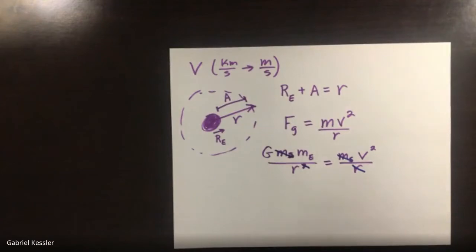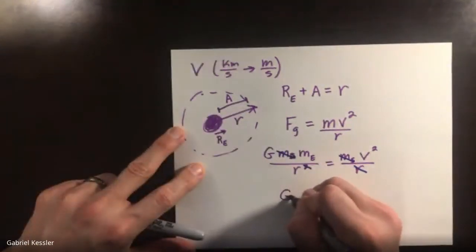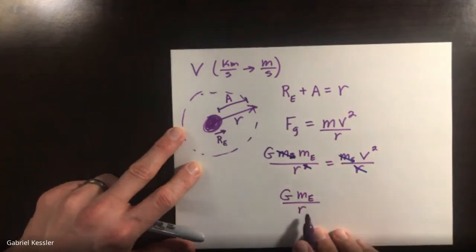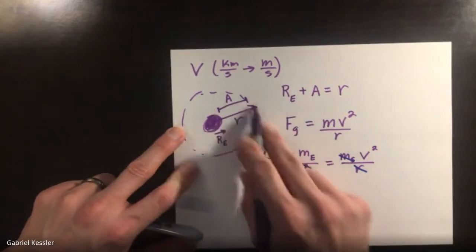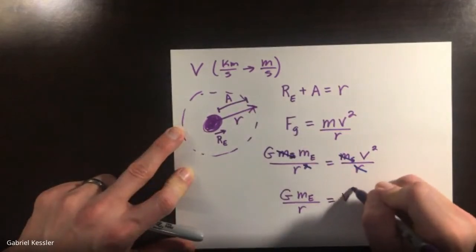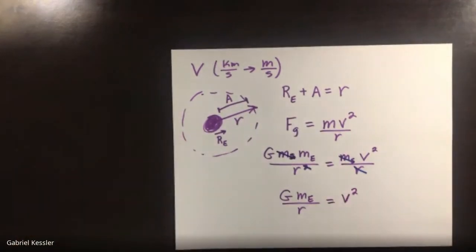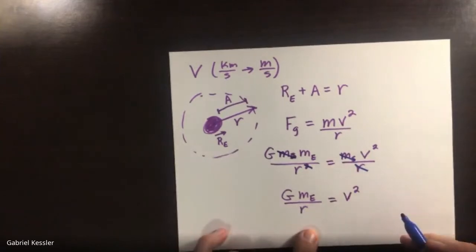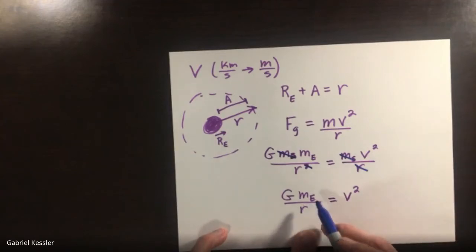And what I'm left with is the gravitational constant times the mass of the Earth divided by the radius. That's not the radius of the Earth. That's the radius that the satellite is going in a circle. And then that's going to be equal to the speed squared. Okay. So from here, I have the gravitational constant given in the question. It's also on your equation sheet, 6.67 times 10 to the negative 11th. And then I have the mass of the Earth, that's 5.98 times 10 to the 24th, given in the problem.